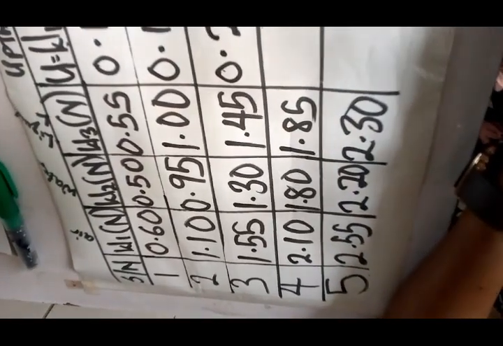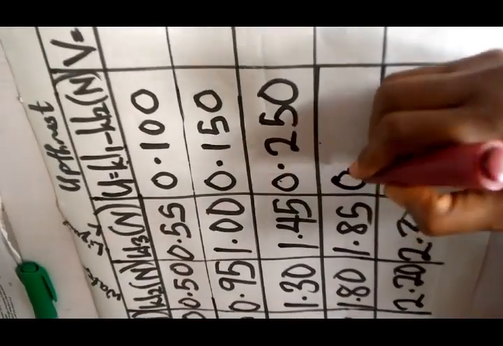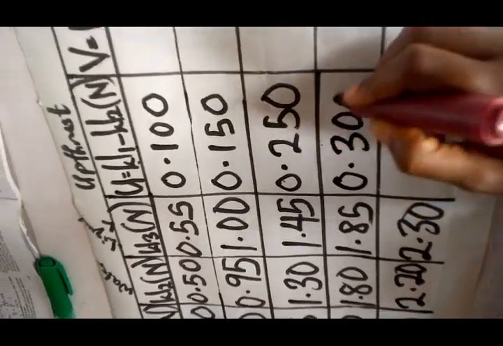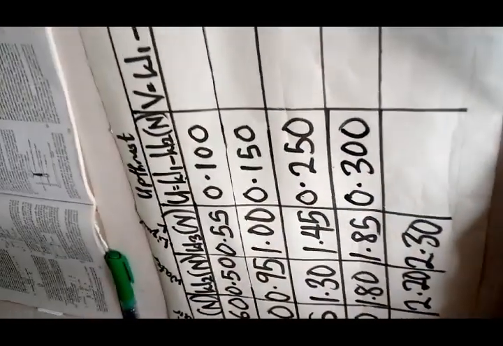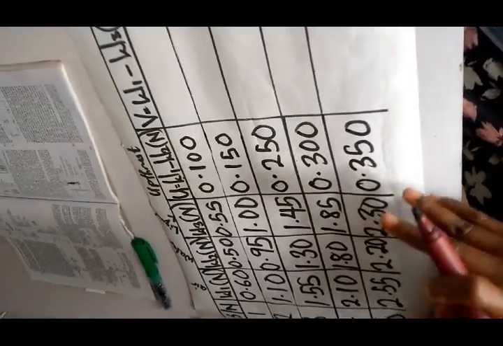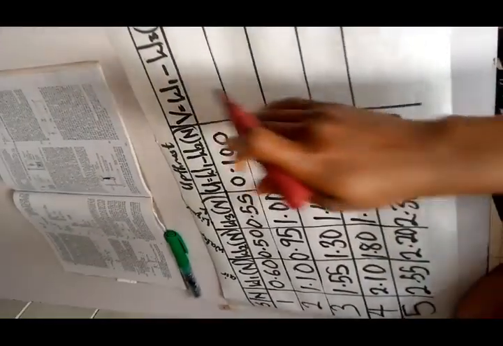Then here, 2.10 minus 1.80, 0.3. So I'll be recording 0.300, 3 decimal places. And the last one here is the upthrust in water. Then I'll move to V. We have to record V also.